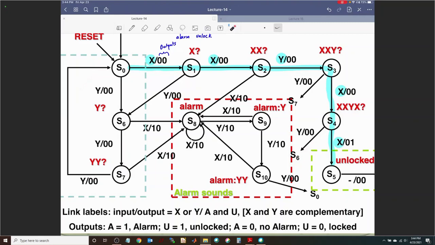What is the largest K-map we will have to do on the final? 4x4. 4x4 for this, for FSM, 4x4.